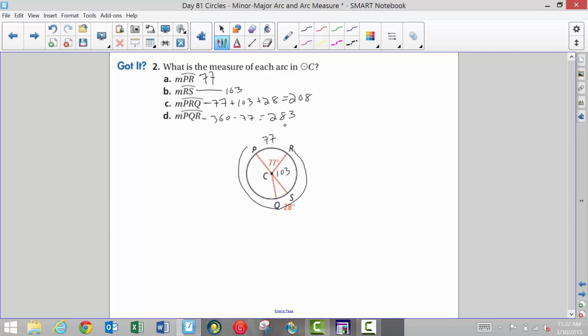And that's how you find arc measures using central angles of a circle, because you remember the central angle is equal to its arc measure.